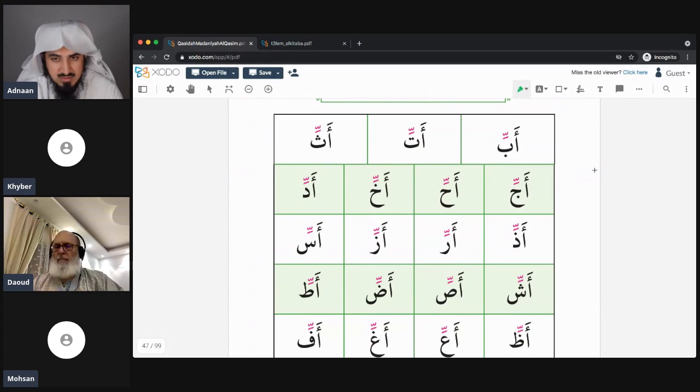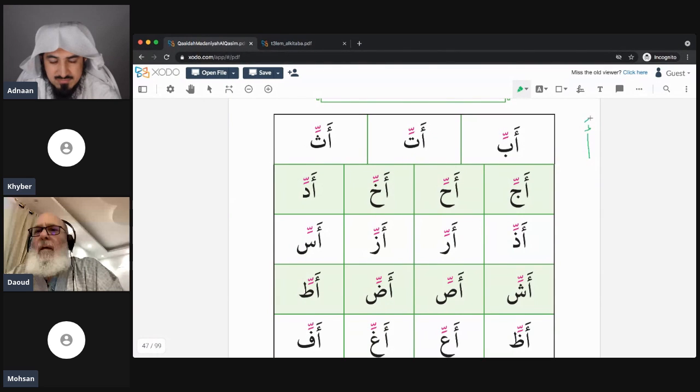Same thing. Brother Dawood, how do you read this here? Alif with a fatha. Alif, a. And then how do you read this? How do you read them together? Ab. And then if there's another ba here that has a kasrah, how do you read the third letter alone?